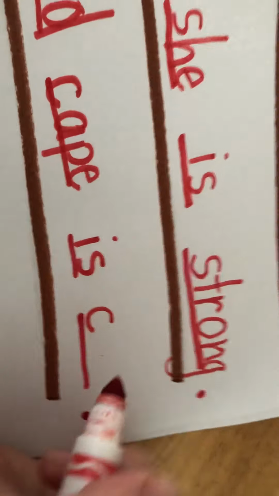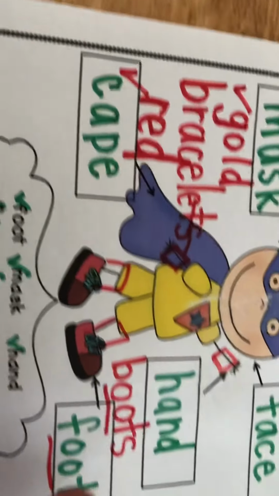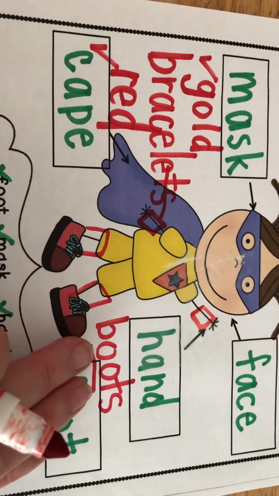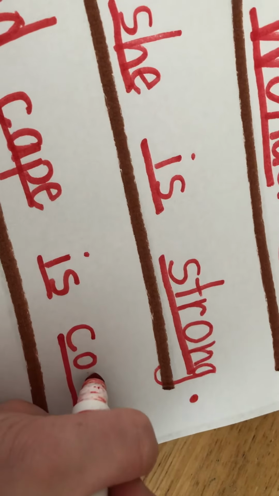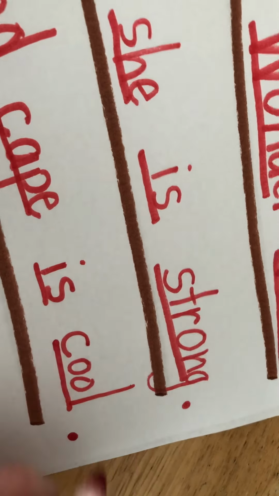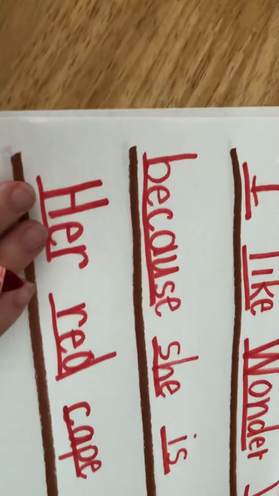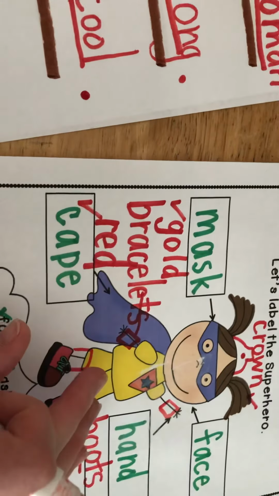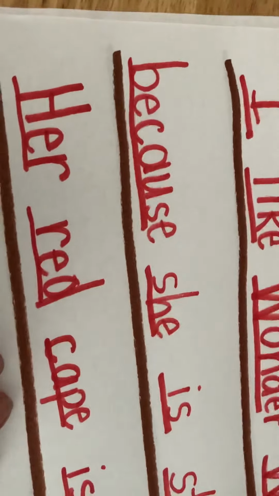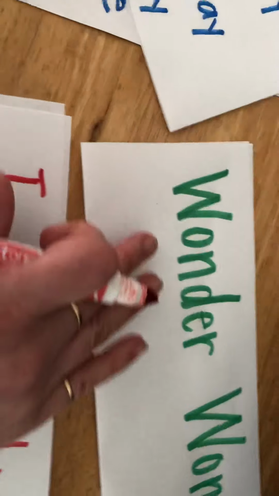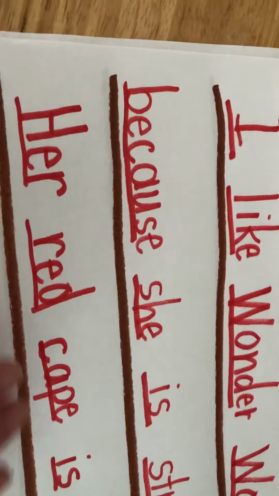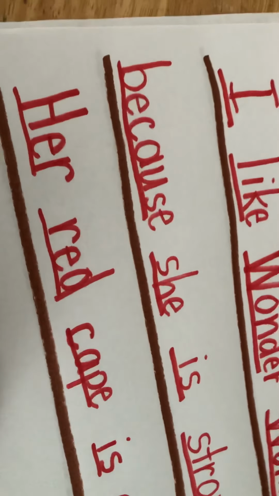So, and just like in the word boot, listen to the word cool. There's double O making ooh, cool. All right, let's read it. Her red cape is cool. So I've got a pretty good start today using my labeled words, some of them at least, to write a few sentences about my subject, which is Wonder Woman. So I'm only going to write these two today, and I can add more to my story another day.